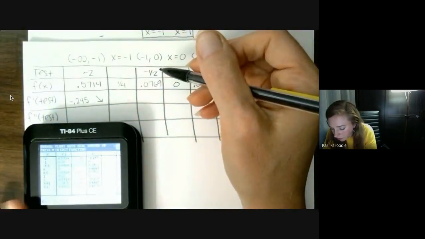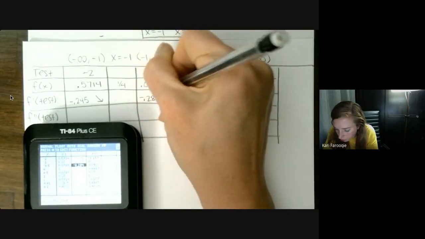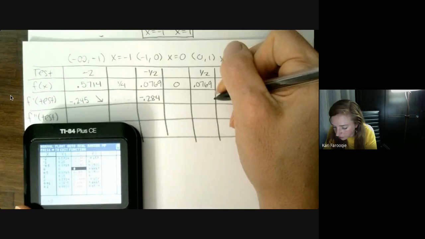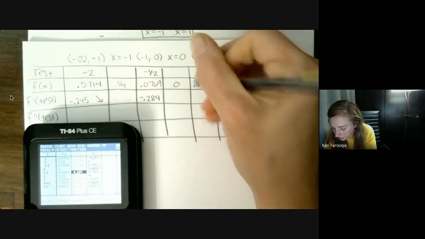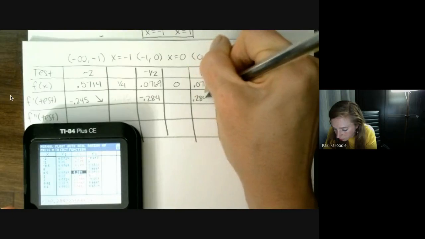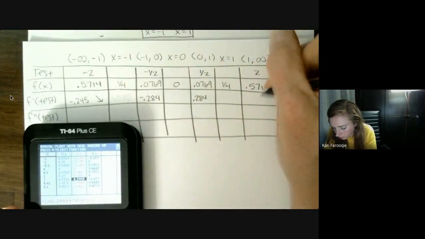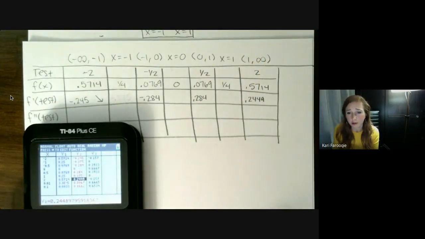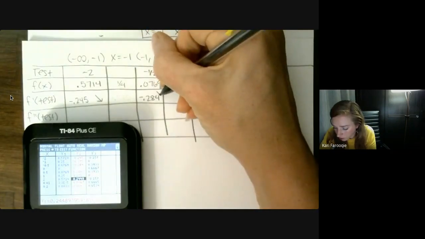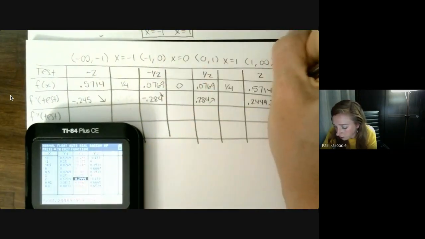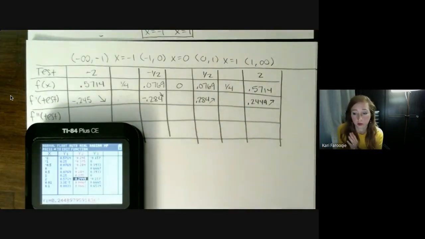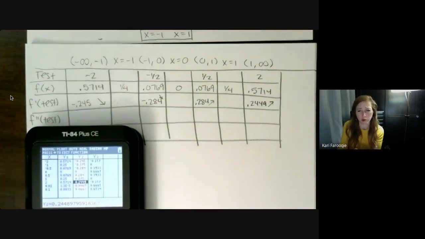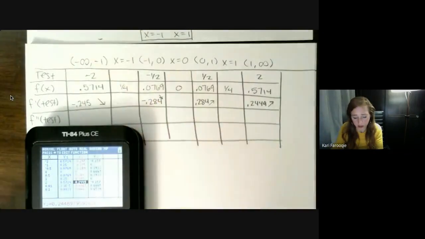At -0.5, we have -0.284. At 0, we have 0. At +0.5, we have +0.284. And at 2, we have 0.2449. So if you want to go through and make your conclusions about increasing, decreasing now, that's fine. Don't have to. It's kind of up to you if you want to do that at the end or just make some notes as you go along. So if the first derivative is negative, then your function's decreasing there. Kind of up to you how you decide to denote that.